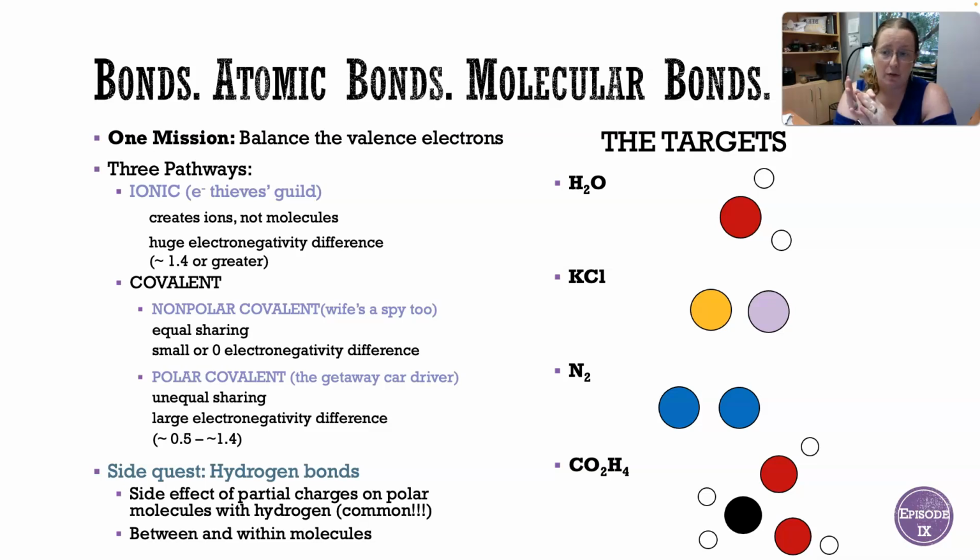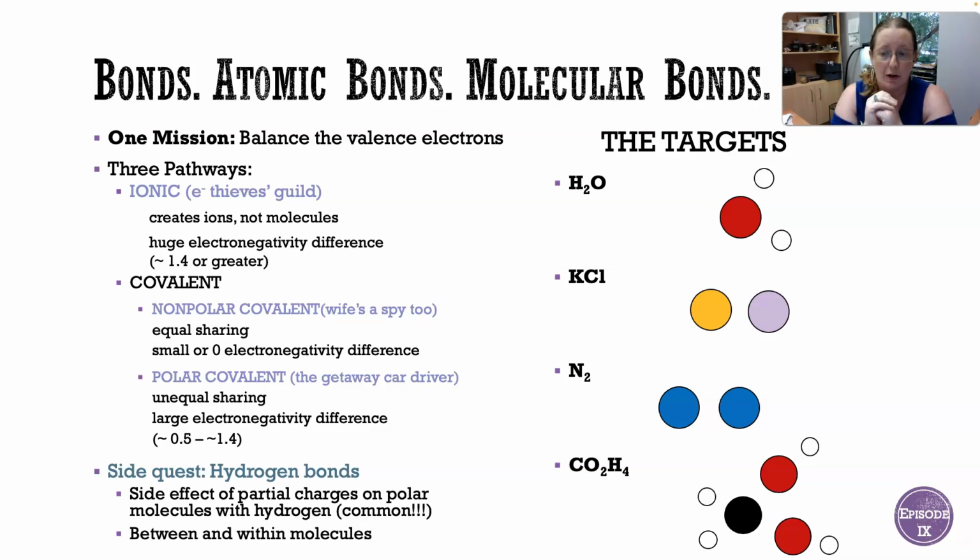There are two different types of covalent bonds that offer pathways to accomplish this mission. Nonpolar covalent is kind of like your wife being a spy too. So it's equal sharing of the electrons, and it requires a small or zero electronegativity difference, the electrons being shared back and forth constantly and equally between the atoms.